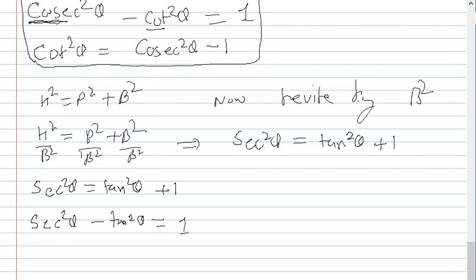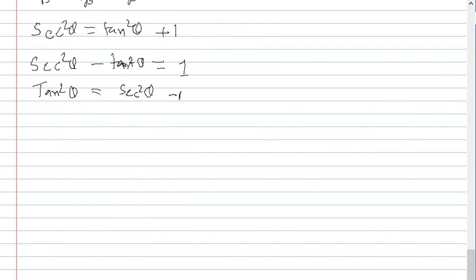Okay, and this can also be written as tan square theta is equal to sec square theta minus 1. So we have got mainly three identities.